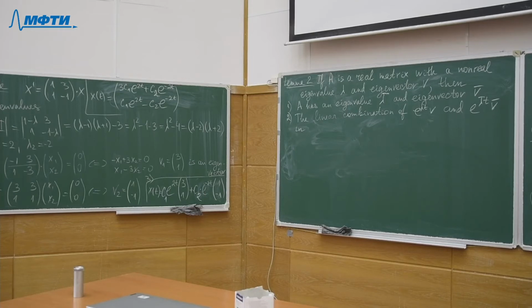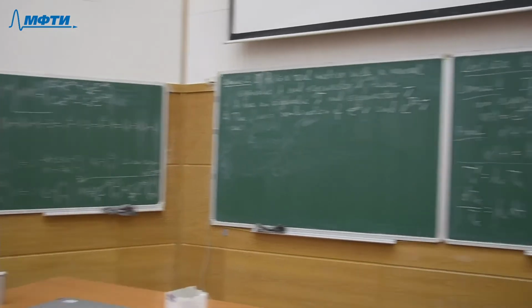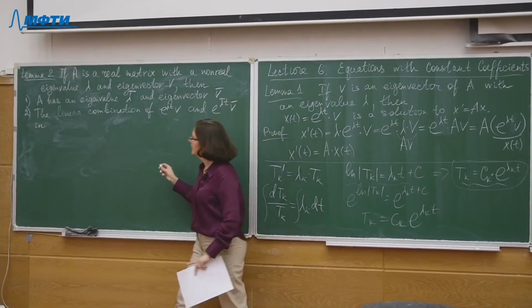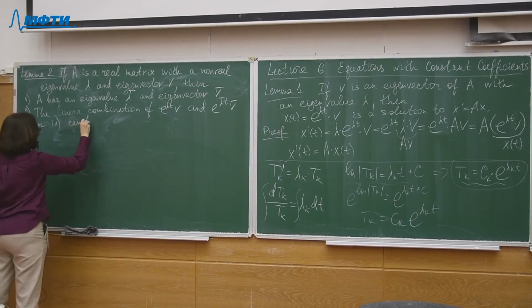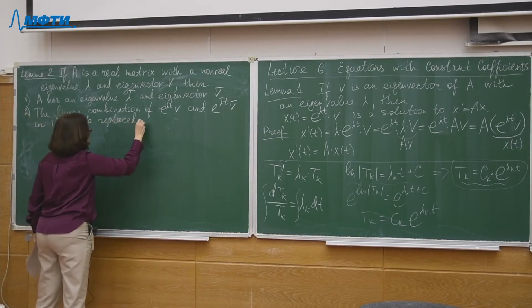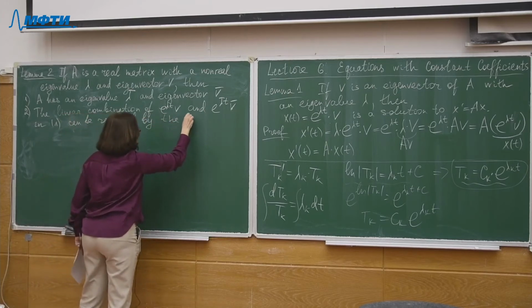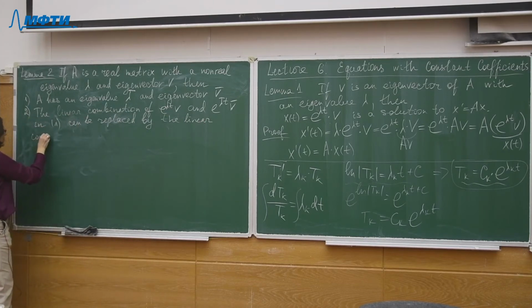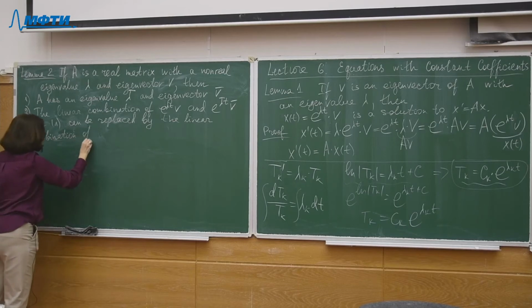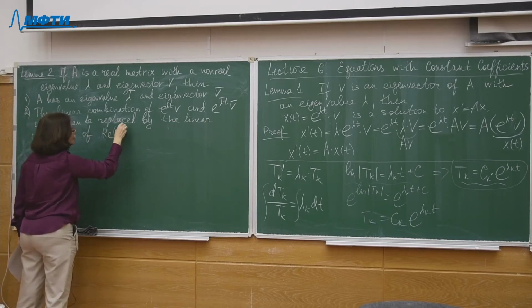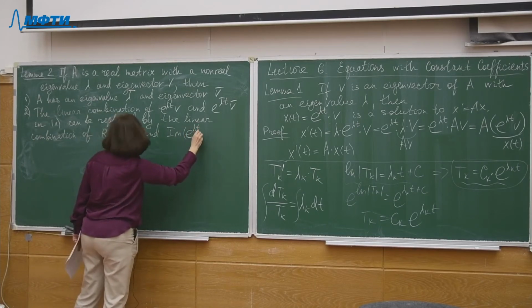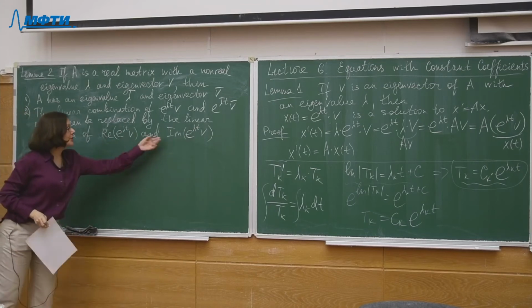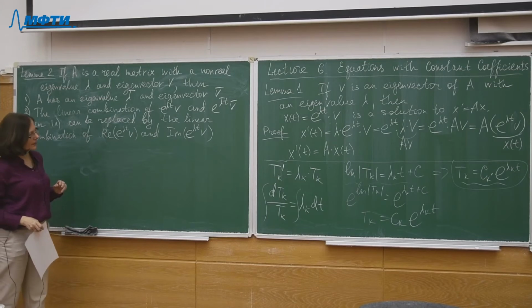So the second statement states that we can replace the linear combination of these two vectors by the linear combination of the real part of e to the power lambda t v and the imaginary part of the same vector. And this will be real.